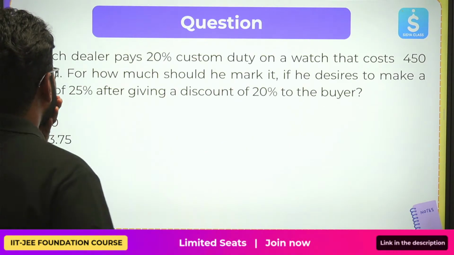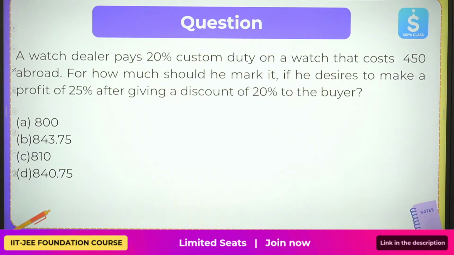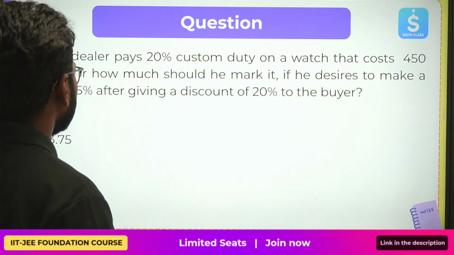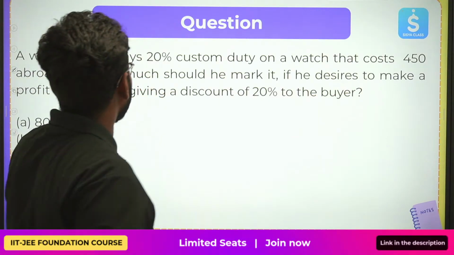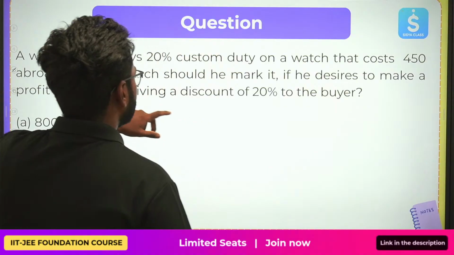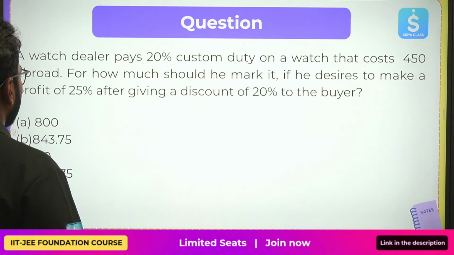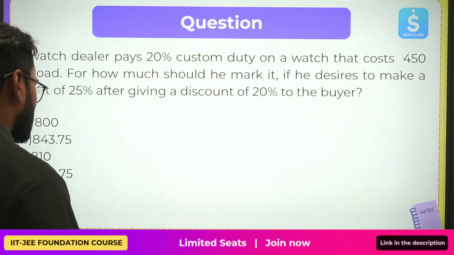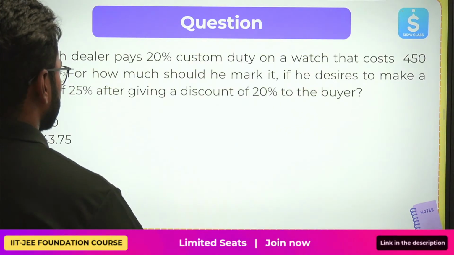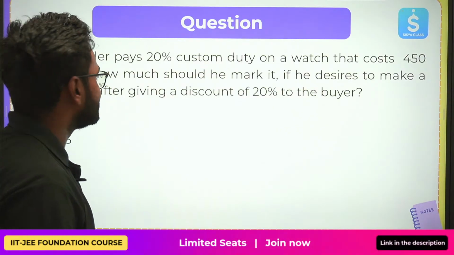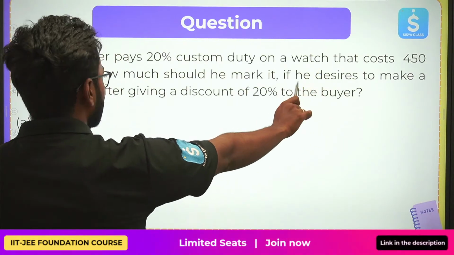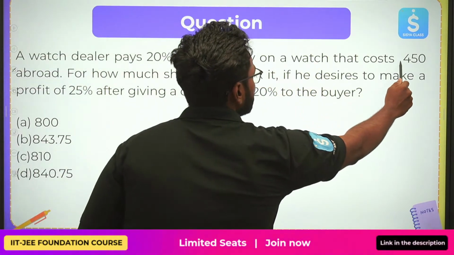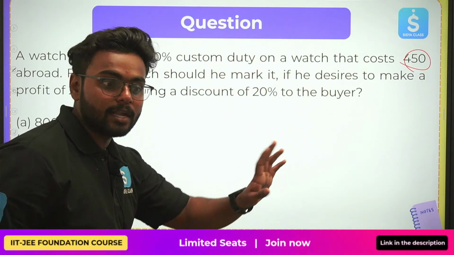Now let us see this. A watch dealer pays 20% custom duty on a watch that cost 450 abroad. How much should he mark it if he desires to make a profit of 25% after giving a discount of 20% to the buyer? See what they have given. They have given us a price. Now the dealer is paying 20% on this. He's paying 20 more percent on this.